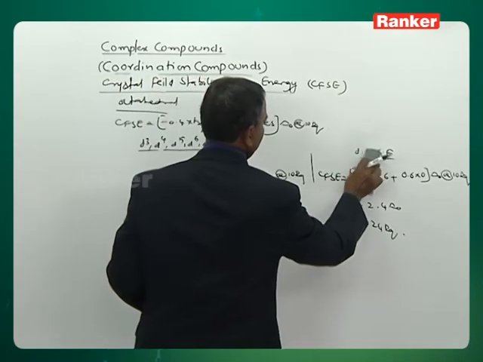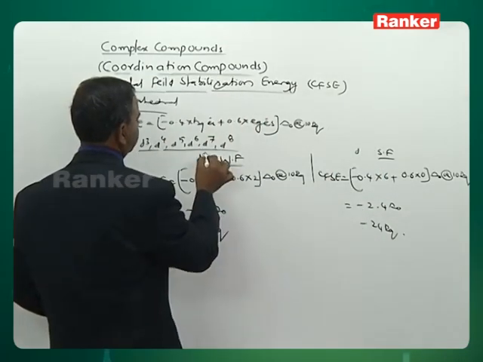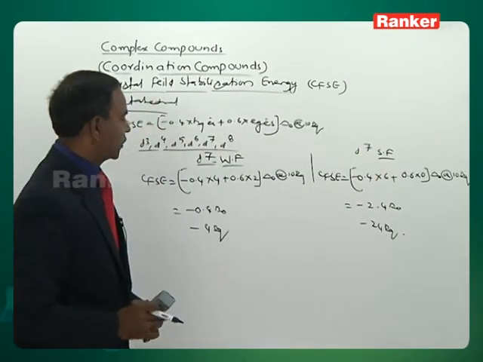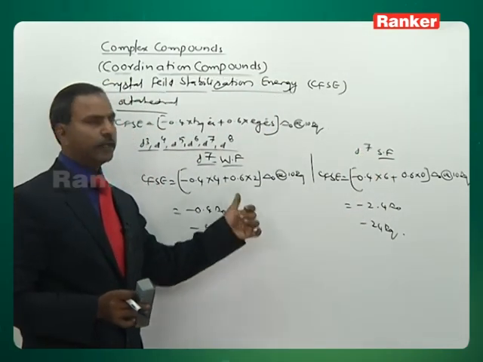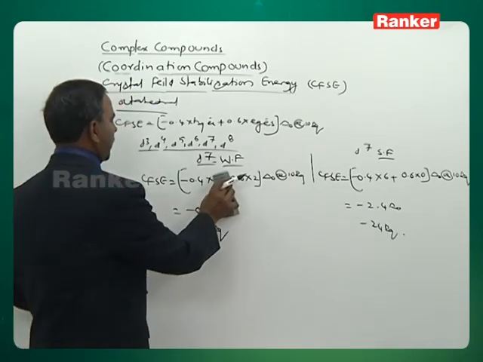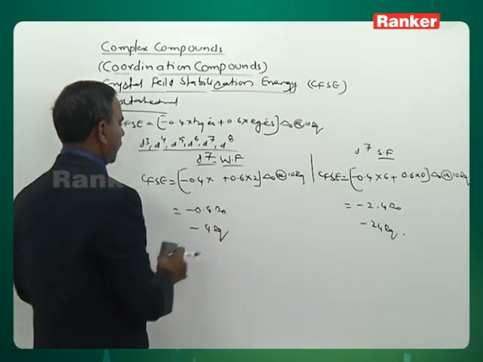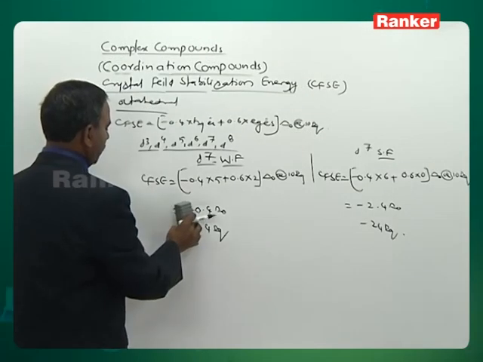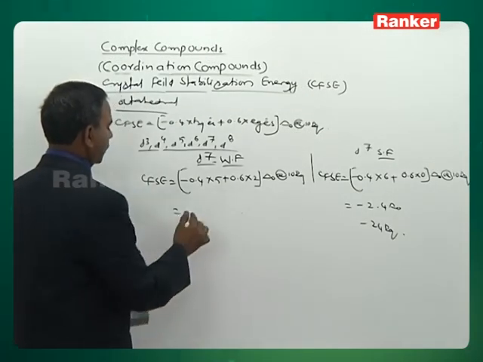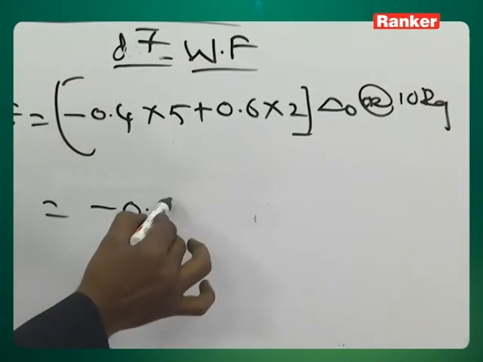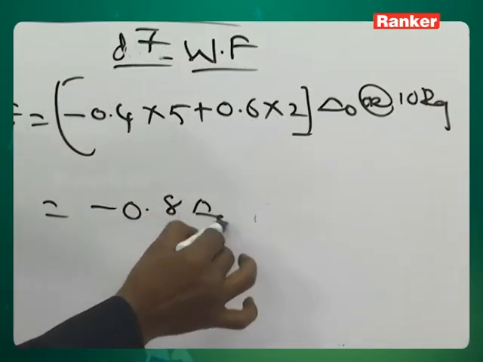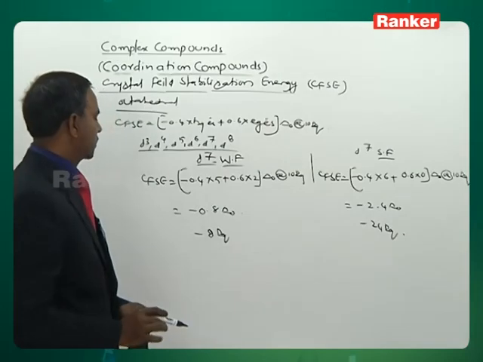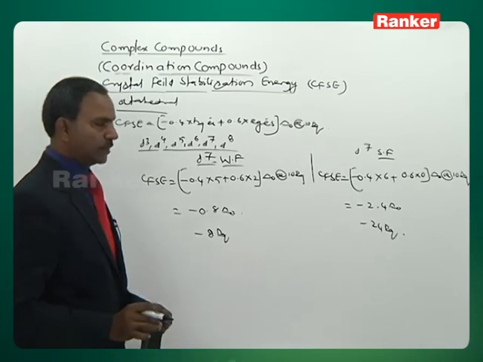Then let us see d7. I said distribution is important, and I have already given a distribution table to you. Then it is 5 and 2, that is t2g5 eg2. The 5, 2 means 20 minus 12, and the value comes to be minus 0.8 delta O, or minus 8 dq.